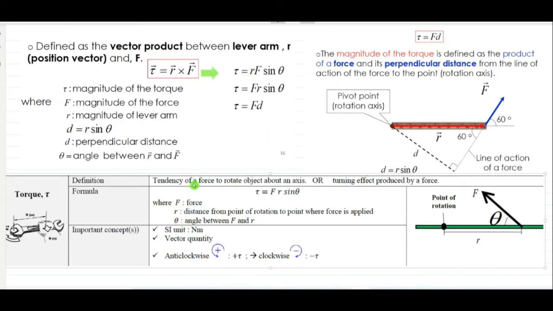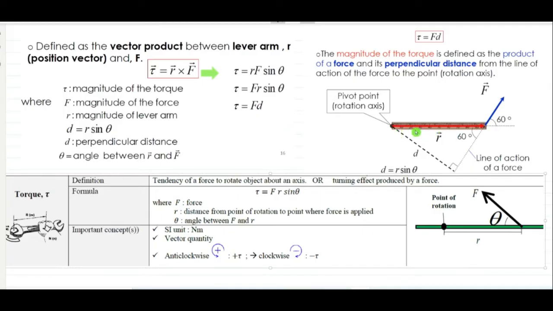Torque ini sebenarnya apa? So dia adalah tendency of a force to rotate object about an axis, iaitu keupayaan sesuatu daya untuk memusingkan atau memutarkan sesuatu objek pada satu pivot point ataupun rotation axis pada objek tersebut. Atau untuk lebih faham, kita tahu torque ini adalah turning effect produced by a force. Bila ada force yang kita letakkan pada sistem tersebut, dia akan memberikan turning effect kepada sistem tersebut yang menyebabkan sistem itu rotate pada rotation axis dia.